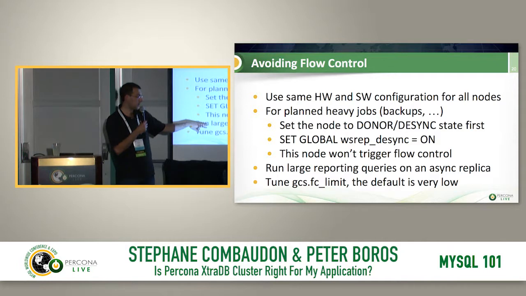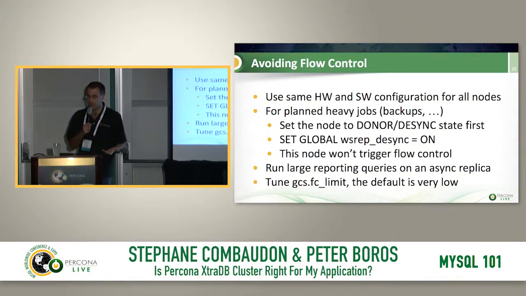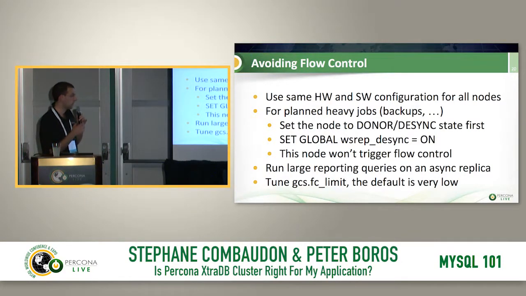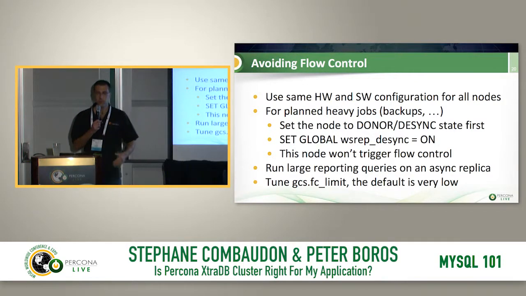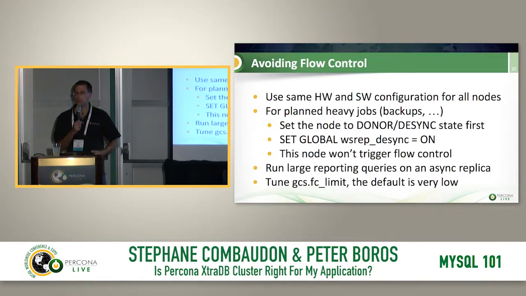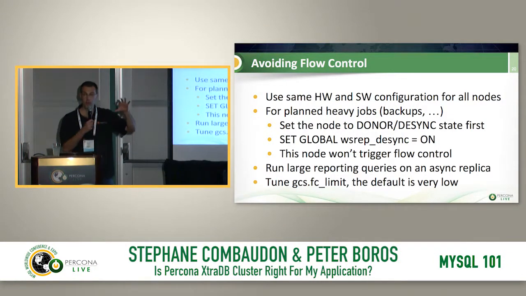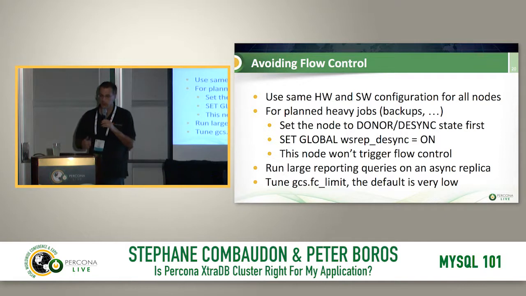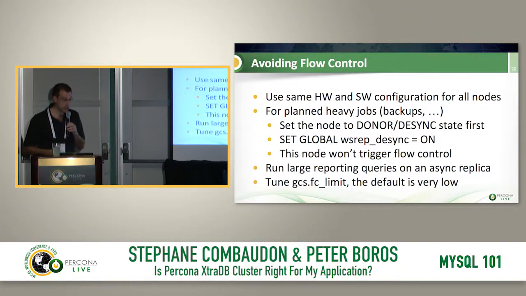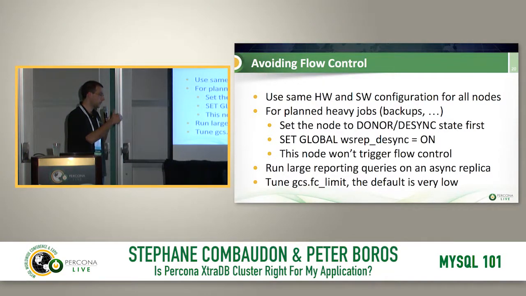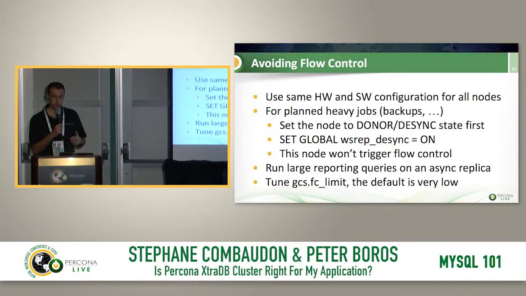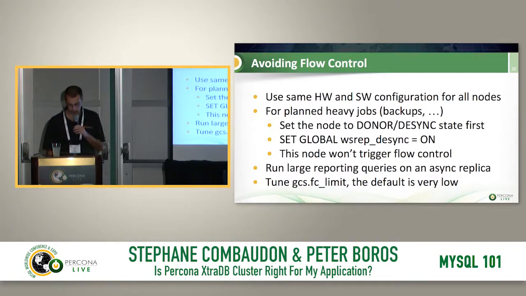Another thing is that you can have large reporting queries. This time it's a bit more difficult to use the donor desync state because large reporting queries can happen anytime. So in this case, a good practice could be to set up an asynchronous replica and then run the reporting query on the asynchronous replica. And the last thing is to increase the setting, so increase the threshold from which flow control is triggered, because the default is very low.